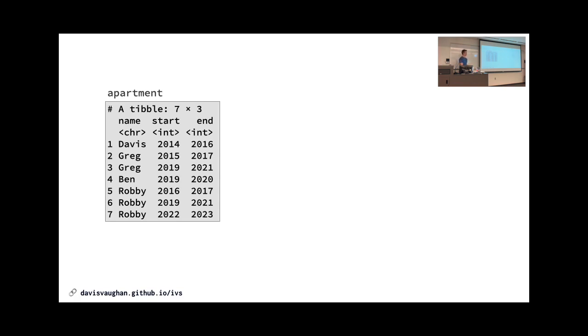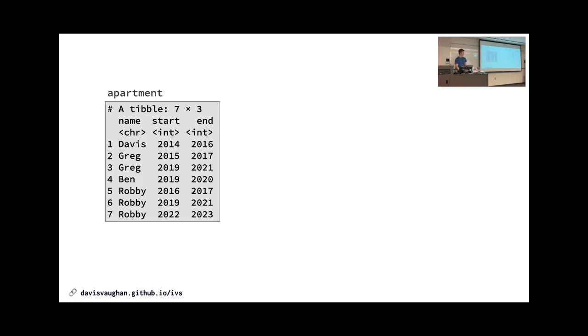The other thing that you'll need to know about this little data set is that end is exclusive. So I was there for all of 2014 and all of 2015, but none of 2016. Like 2016-01-01 is really what that end means, and so none of 2016 was I there.